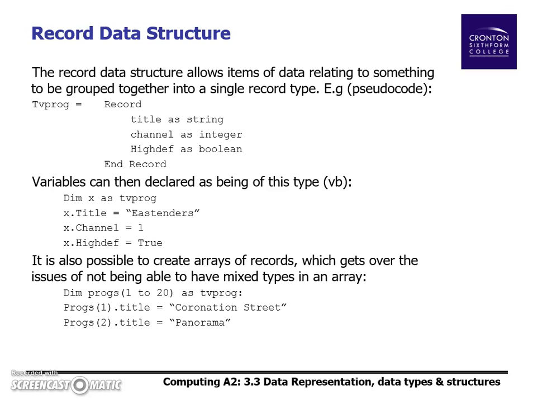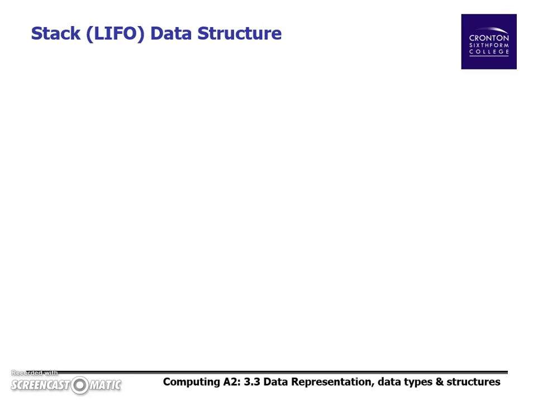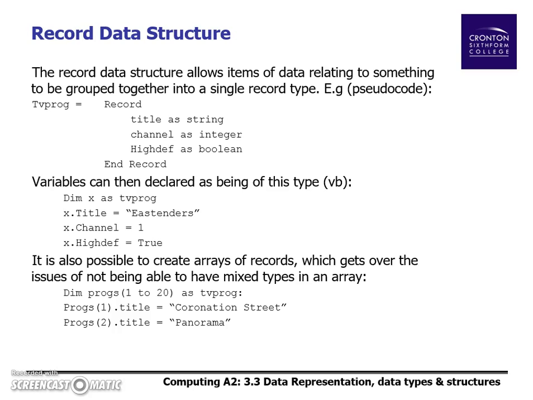It is also possible to create arrays of records, which gets over the issue of not being able to have mixed data types in an array. So dim progs(1 to 20) as TVprog. So progs(1).title equals Coronation Street, progs(2) equals Panorama, and so on. Okay, so that's record structures and arrays.